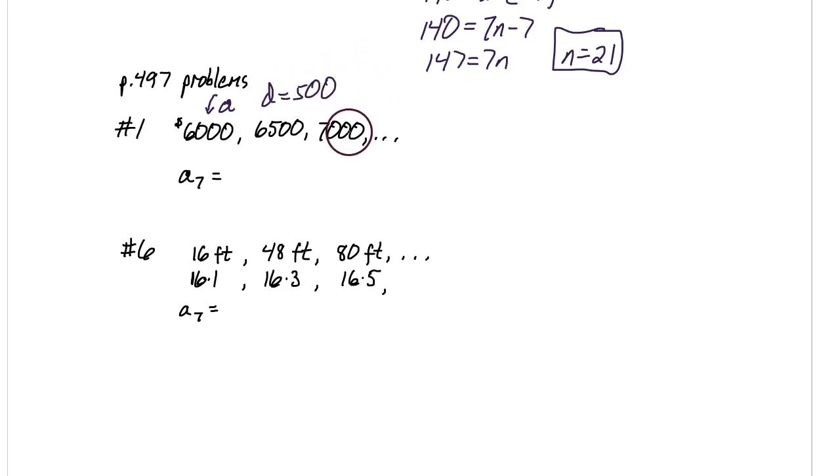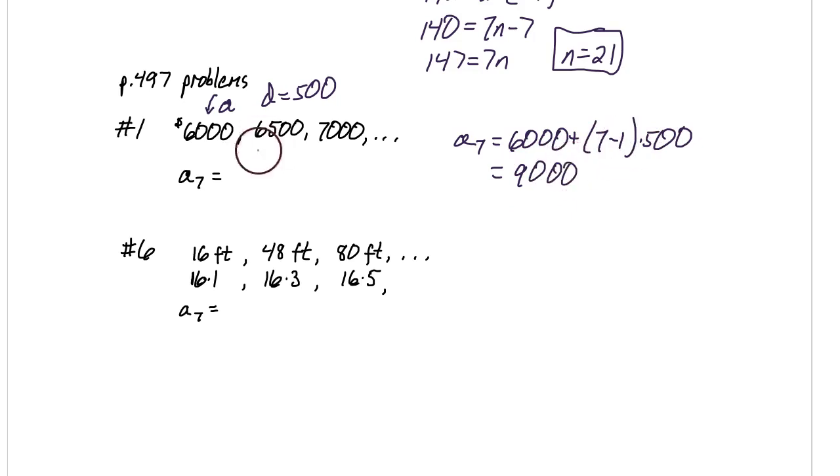The question says, what will be his salary in his 7th year on the job? So that means I want to find the 7th number in the list, a sub 7. So a sub 7 equals the value of a plus 7 minus 1 times d, which is 500. So this is 6,000 plus 6 times 500. This is 9,000. And so he'll make $9,000 in his 7th year on the job.